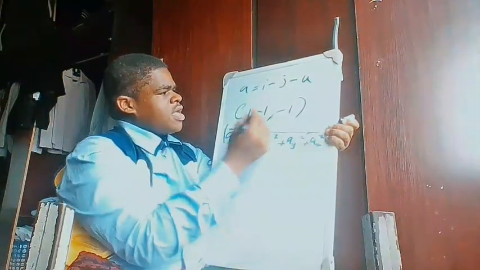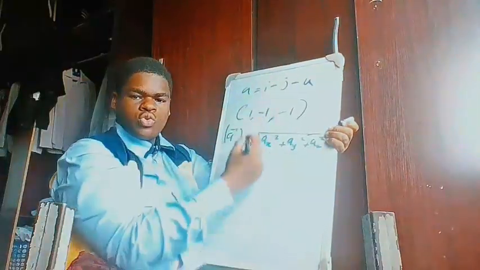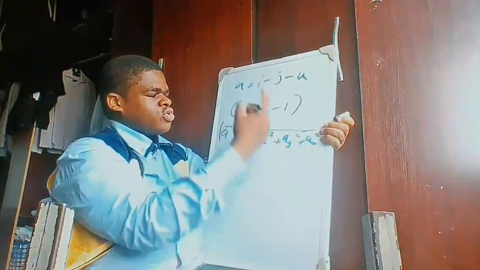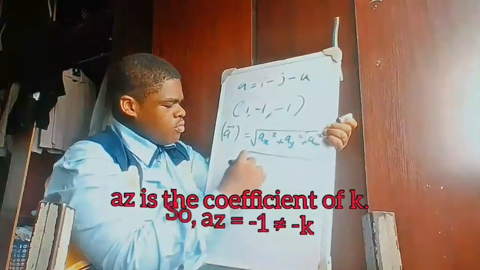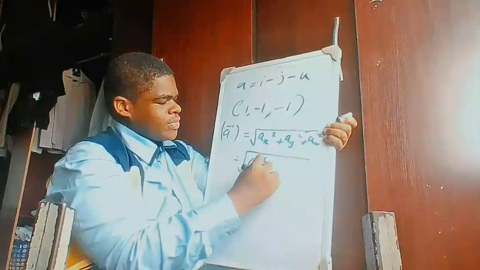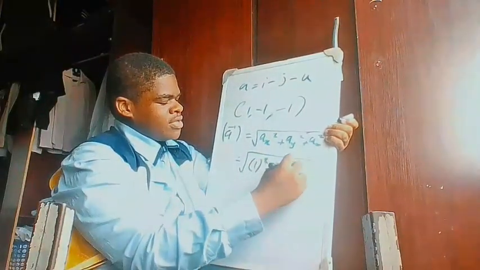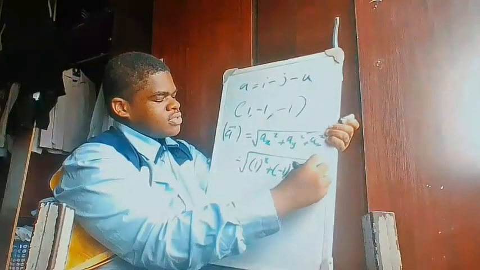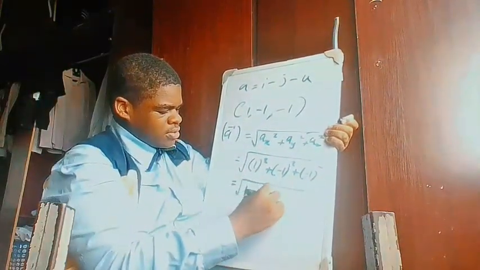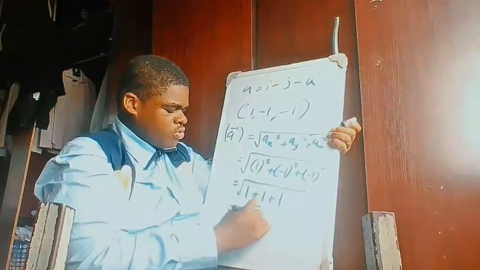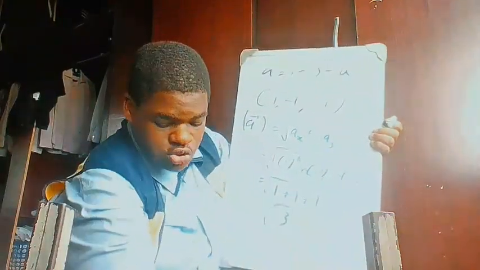In this case, our ax is equal to 1, our ay is equal to minus 1, and our az is equal to minus 1. So the magnitude is equal to the square root of 1 squared plus minus 1 squared plus minus 1 squared. This is equal to the square root of 1 plus 1 plus 1, which is equal to the square root of 3. So this has a magnitude of root 3.